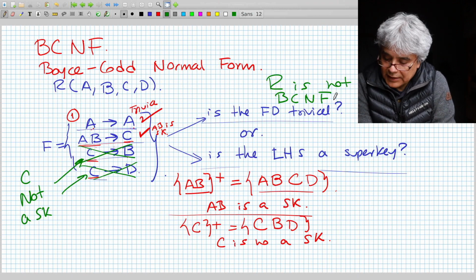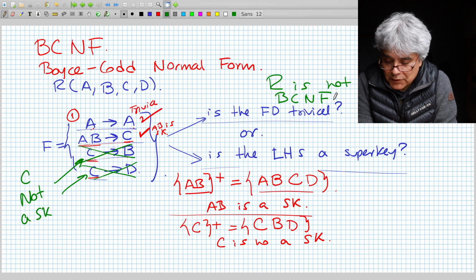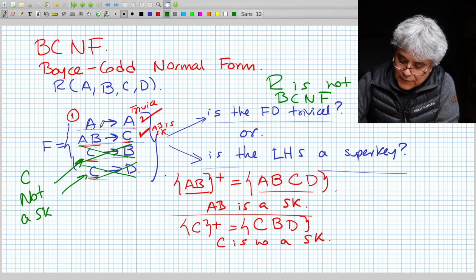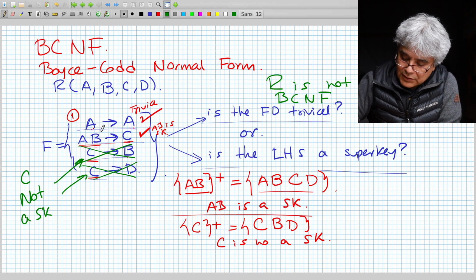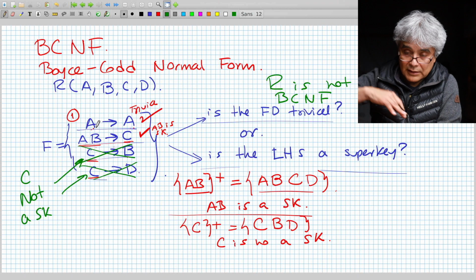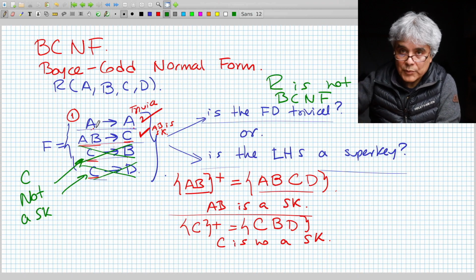So let me state it again. A relation is BCNF if and only if for any one of its functional dependencies, the functional dependency is trivial, so the right-hand side is in the left-hand side, or the left-hand side is a superkey. Okay.